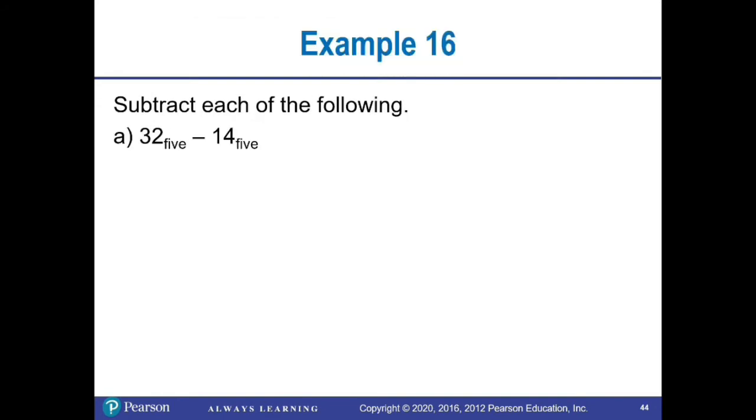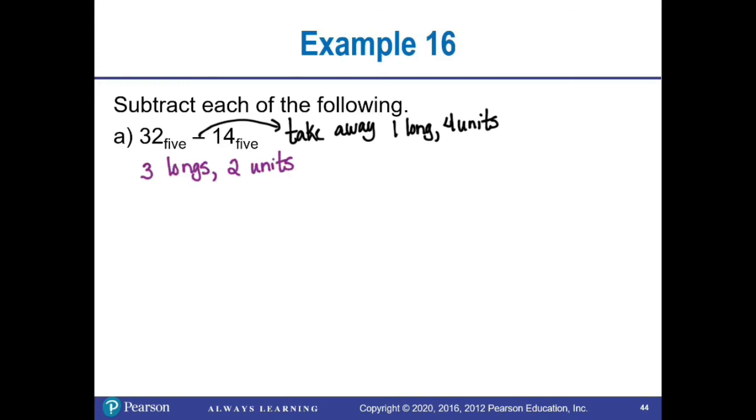So in part A, we have 32 base 5 minus 14 base 5. Our minus here tells us to take away. What comes after that minus tells us what we're taking away. So we take away 1 long and 4 units. I start with my first number, so I start with 3 longs and 2 units. I have to take away 1 long. That's okay, I have 3, so I can easily take away 1. I also have to take away 4 units, but notice I only have 2.